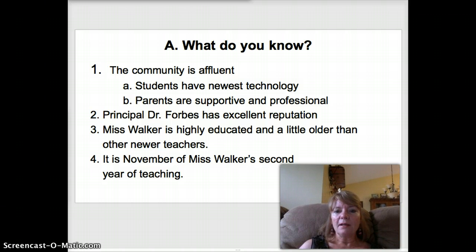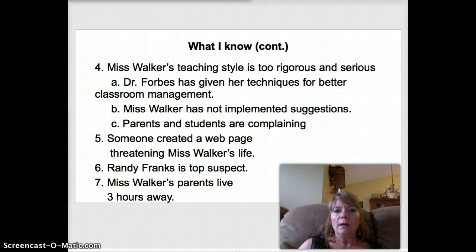Miss Walker is highly educated and a little older than some of the other new teachers because she's been to school a little longer. The incident also happens in November of Miss Walker's second year of teaching, so she's not a brand new teacher. Her teaching style is a little too rigorous and serious, and therefore Dr. Forbes has given her techniques for better classroom management. Miss Walker has not implemented those suggestions, however, and so parents and students are complaining.